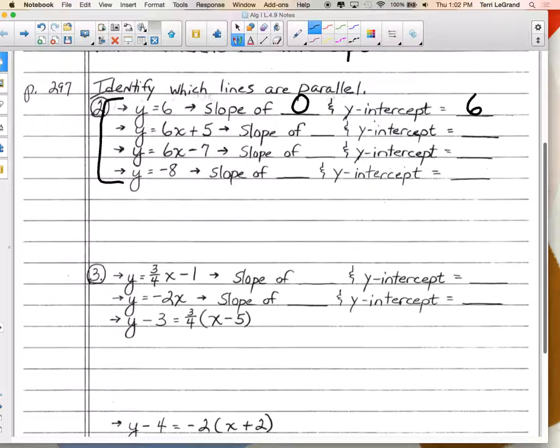Seriously, I really need you to. You're not going to do well if you do not get this figured out, that when there are no x's in a linear equation, you have a horizontal line. Okay, turn that off for right now.